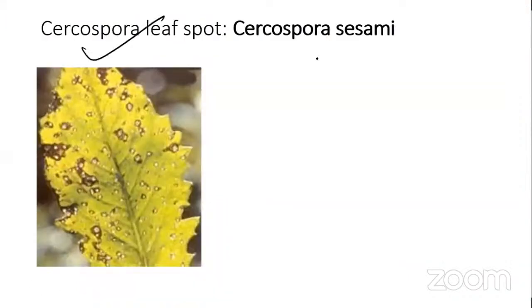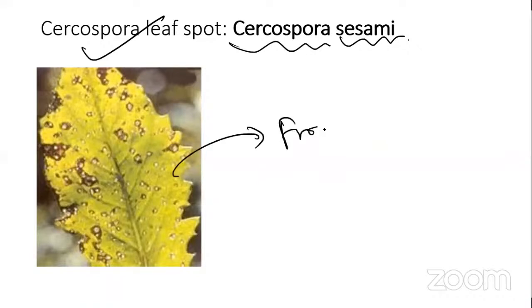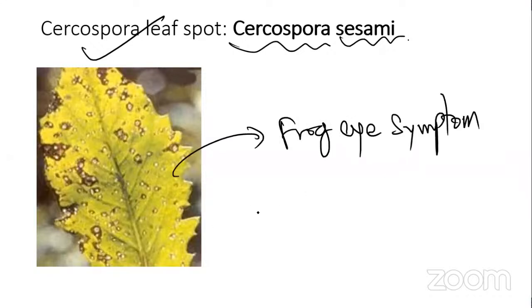Then coming to Cercospora leaf spot, which is caused by Cercospora sesami. Usually it will cause more of a frog eye symptom. The center of the leaf spot will be gray in color and the surrounding will be brownish. So it will show a kind of aesthetic look. So you can easily identify between Alternaria and Cercospora.